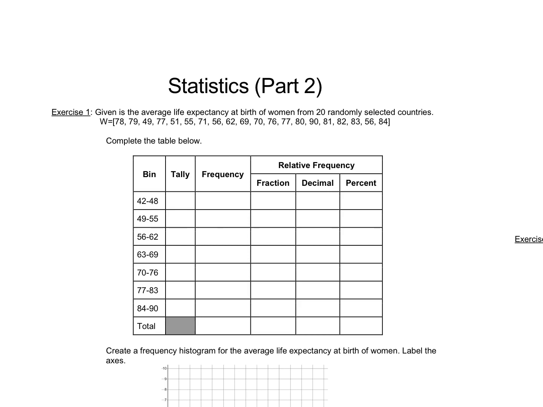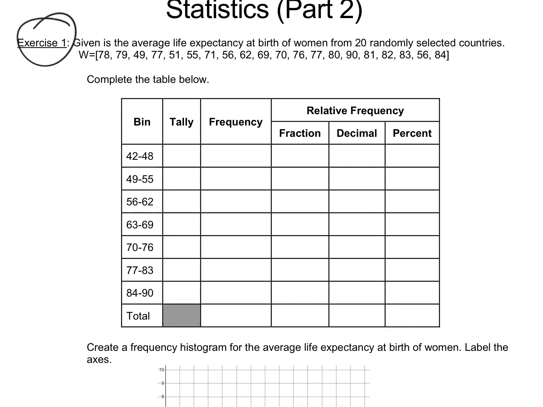All right, we're going to look at statistics part 2, which is graphical representations of data, and then also those measures of central tendency. Those were the mean, median, and mode. All right, so our first exercise that we're going to be looking at is this frequency table.